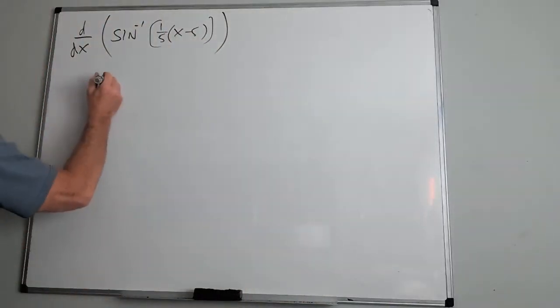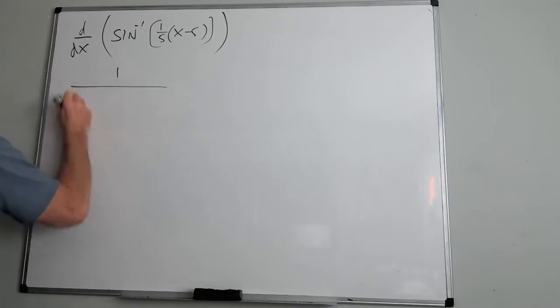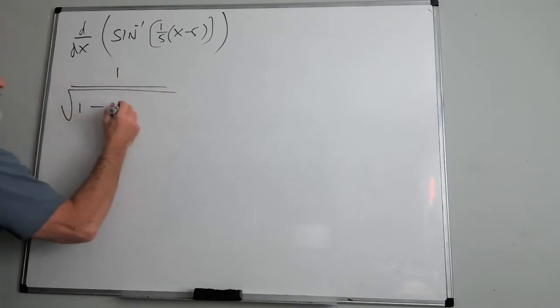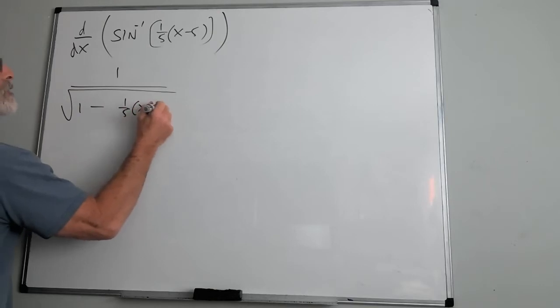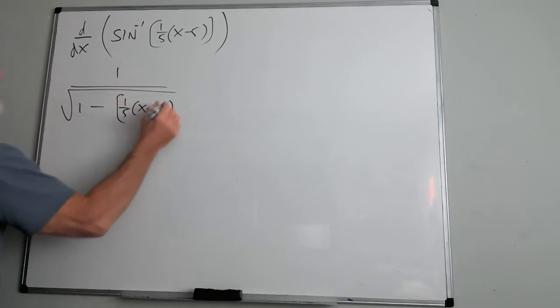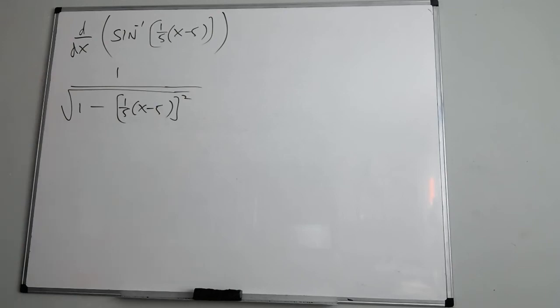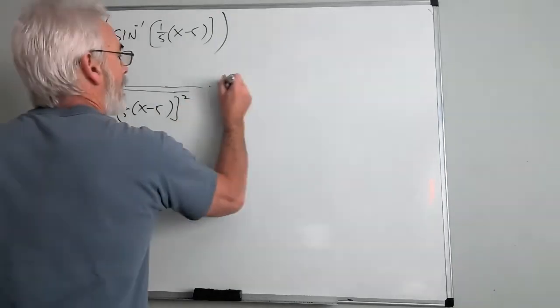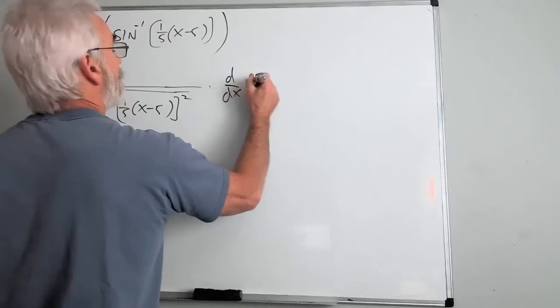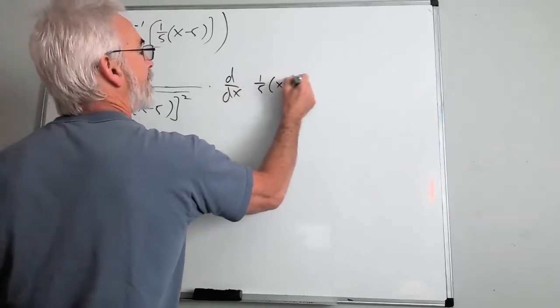So when I do this, I'm going to get 1 over the square root of 1 minus 1/5 times x minus 5, quantity squared, that looks kind of icky, times the derivative of 1/5 times x minus 5.